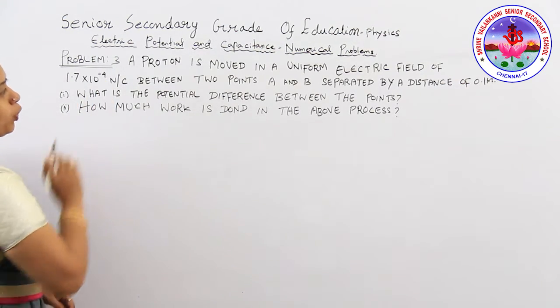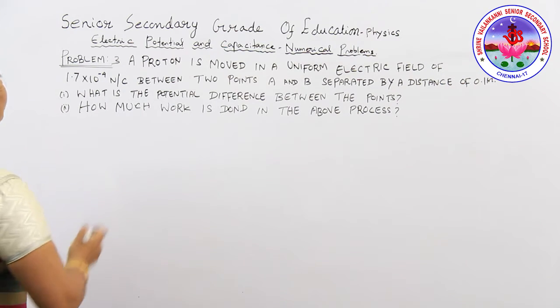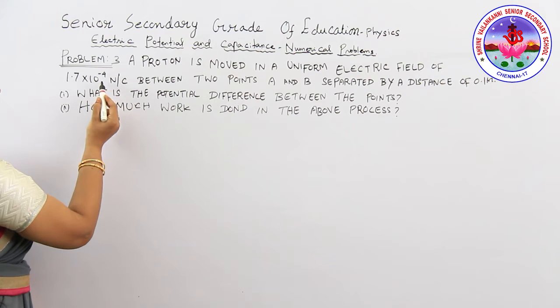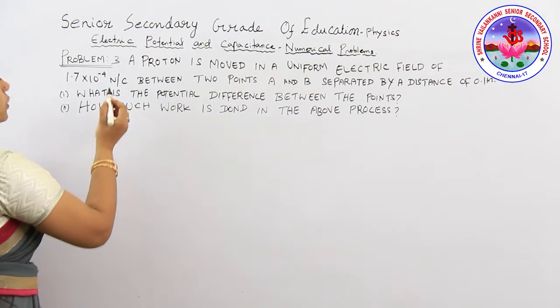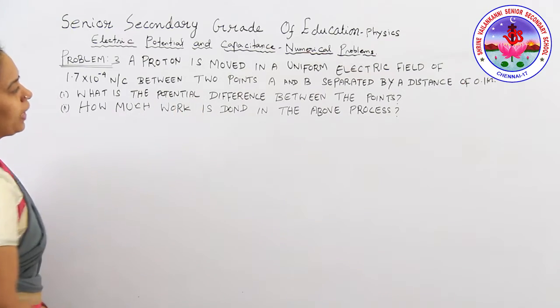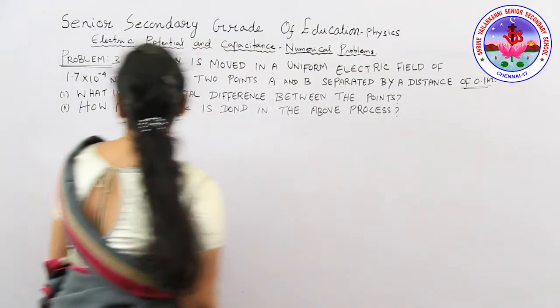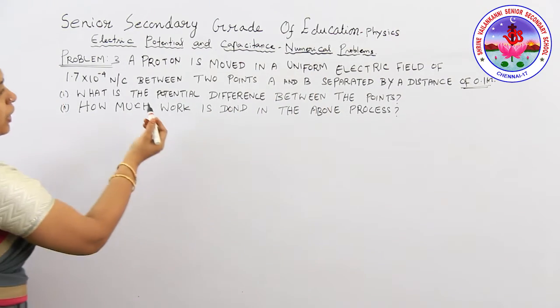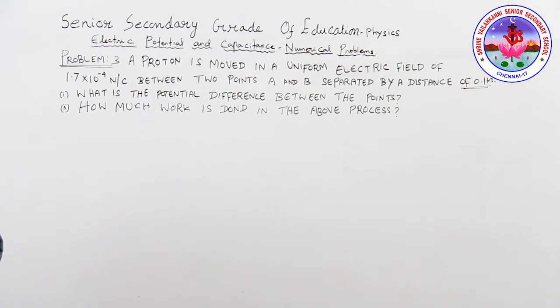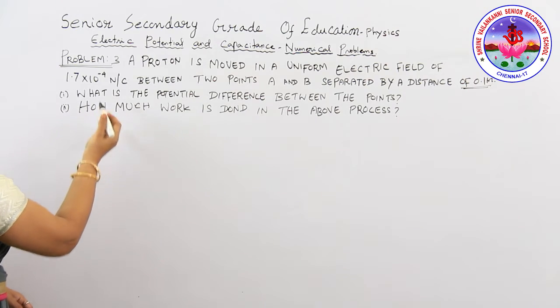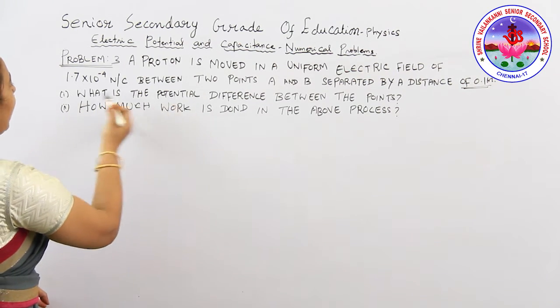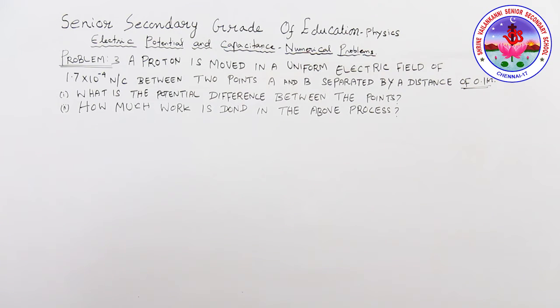Problem 3. A proton is moved in a uniform electric field of 1.7 into 10 power minus 4 Newton per coulomb between 2 points A and B separated by a distance of 0.1 meter. The questions are: what is the potential difference between the 2 points, and how much work is done in the above process? When you look at both questions, they are interlinked. If you get the potential difference between the 2 points, you will get the work done for the above process.